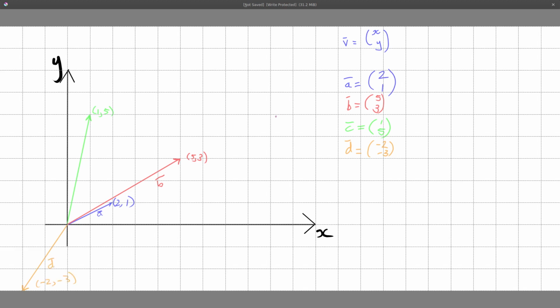What about the vector e? Let's say vector e is 6, -2. That means we move in the positive x direction 6 and in the negative y direction we move 2.